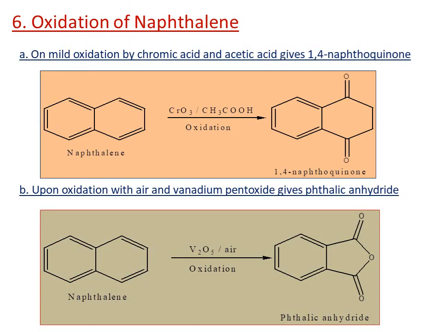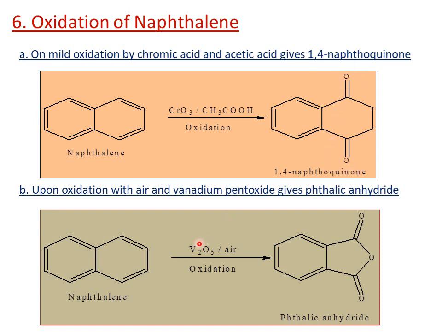The last and final characteristic reaction is oxidation of naphthalene. Oxidation is nothing but addition of oxygens or removal of hydrogens. Here we are adding oxygen atoms in the presence of a mild oxidizing agent like chromic acid and acetic acid, and it gives 1,4-naphthoquinone. This is the predominant product we get.